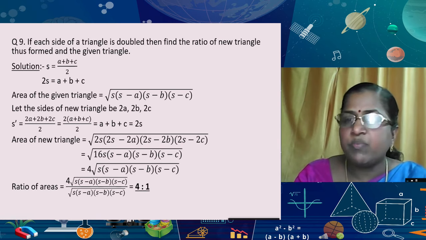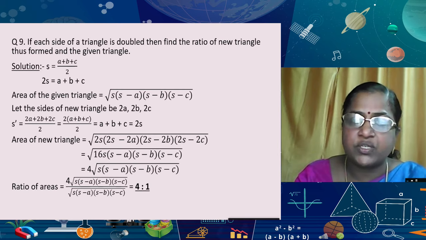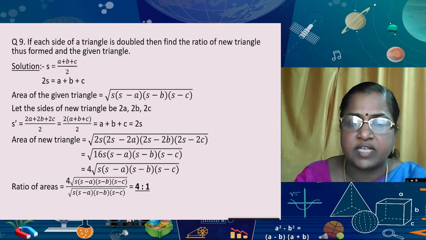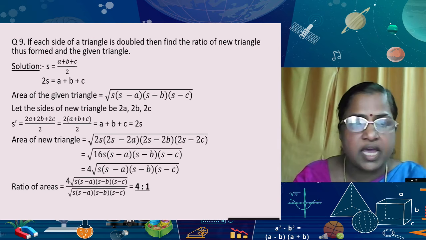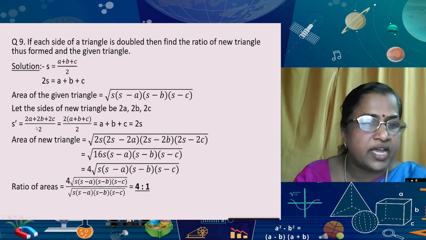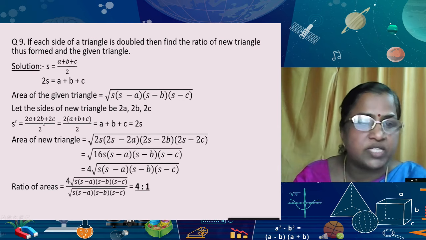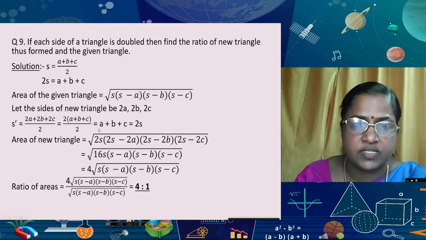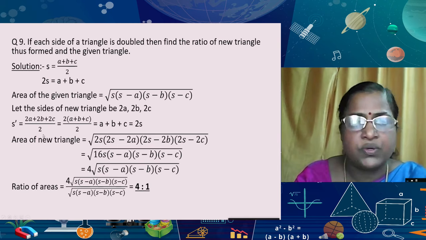Now, suppose we are given the sides of the new triangle are double. That means we can take the sides as 2a, 2b and 2c. So we can find S dash as 2a plus 2b plus 2c upon 2. When we are adding, the 2 is cancelling and we get a plus b plus c, that is equal to 2S, that is S dash is equal to 2S.